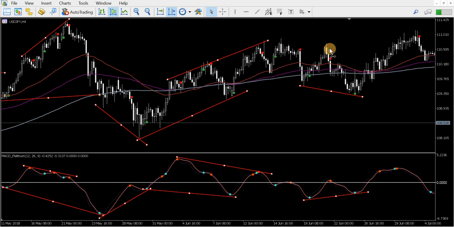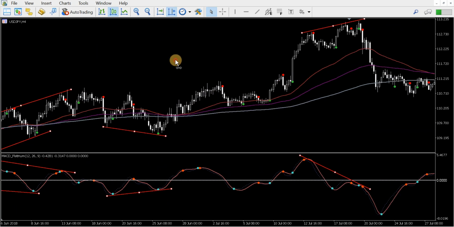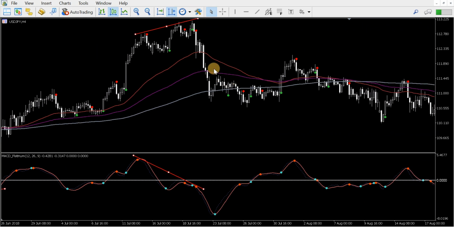Does that look familiar? I think it was back here. Look at this. Same setup. Again, trends change, heading down. We're on that same sort of level again. So you're always looking back, see where we're at.